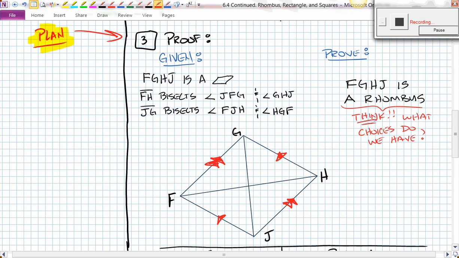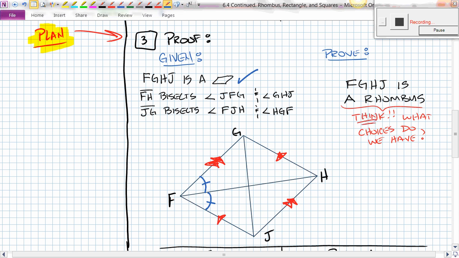So let's start marking it up, right? So we know we have a parallelogram. Good. What else do we know? Can we mark up the diagram? Can you tell me one other thing that we know, the given part? It's right there on the board. Yeah, go ahead. So we already used this one. FH, yeah, bisects. Which two angles? JFG. So we know that this angle and this angle are congruent. Agreed?